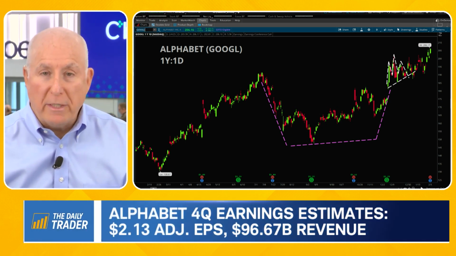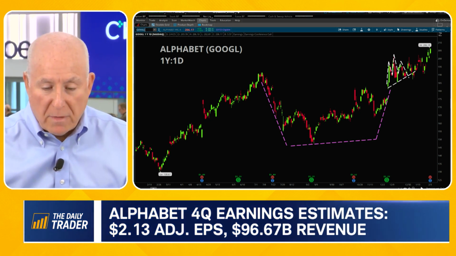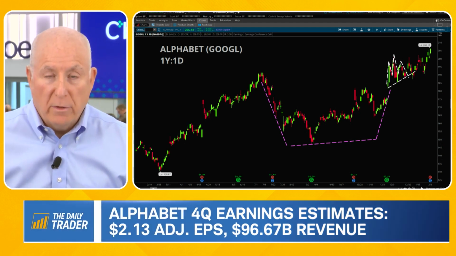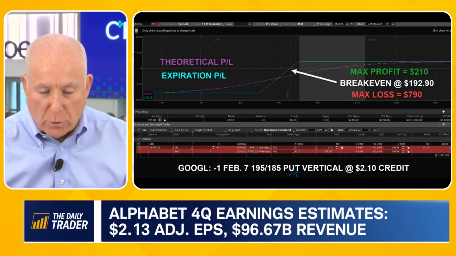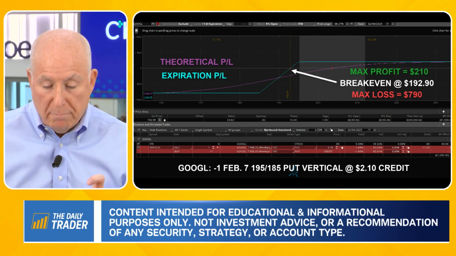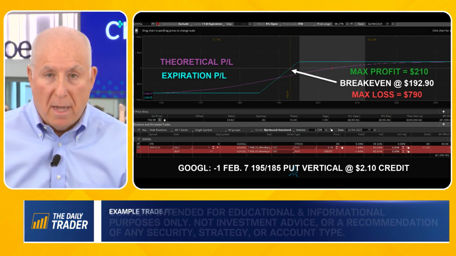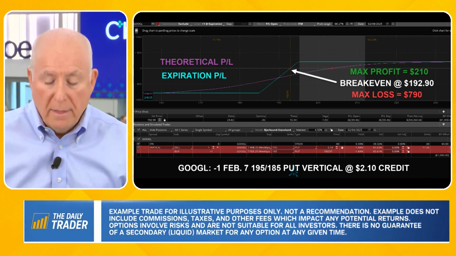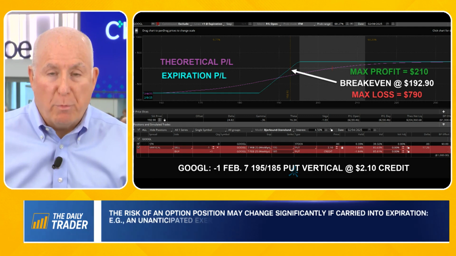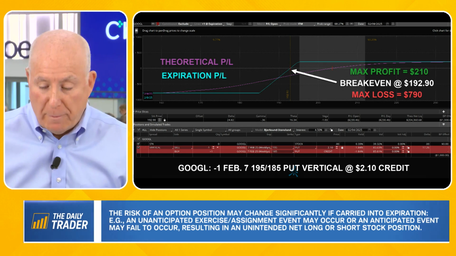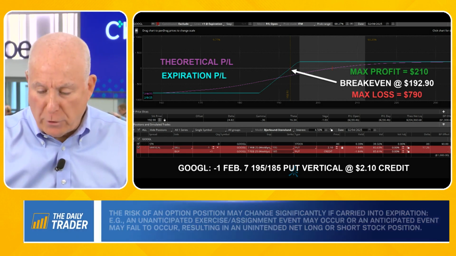The paper money trade we're looking at today is a short put vertical in Google Alphabet. So the stock has rallied a little bit today. What we're doing here is selling, in the February 7th expiration, the 195 put and buying the 185 put. So a $10 put vertical in Google Alphabet. We're selling that. We put it in for about $2.10.